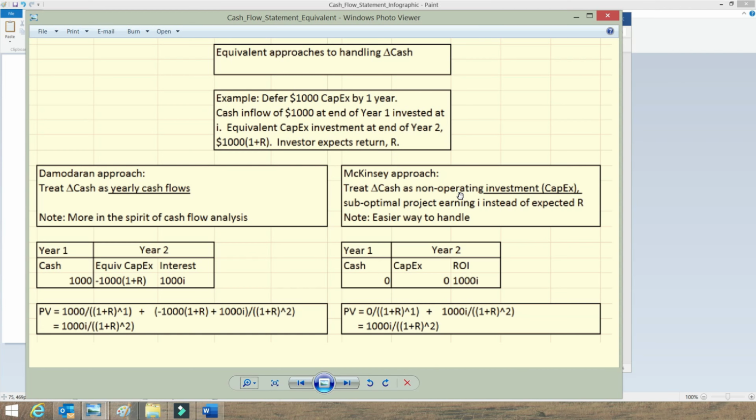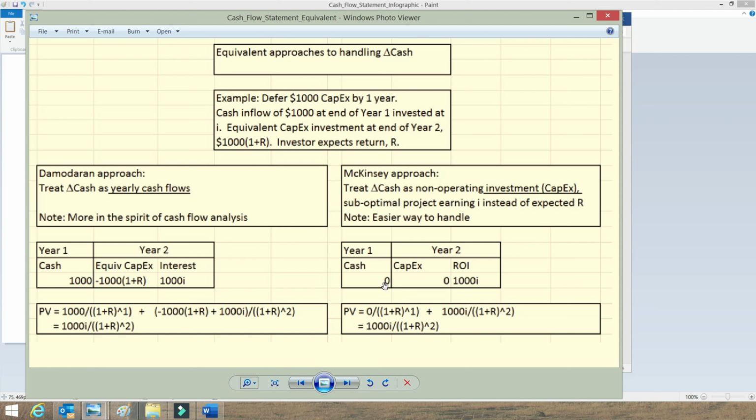Now the McKinsey approach says, let's treat change in cash as simply an investment, a form of CapEx. Now it's non-operating, so typically you don't want to mix operating with non-operating, but you can say, hey, look, we're just going to treat it like a CapEx investment. Now it's going to be suboptimal because you're earning just I on it instead of hopefully an overall cost of equity, at least R.